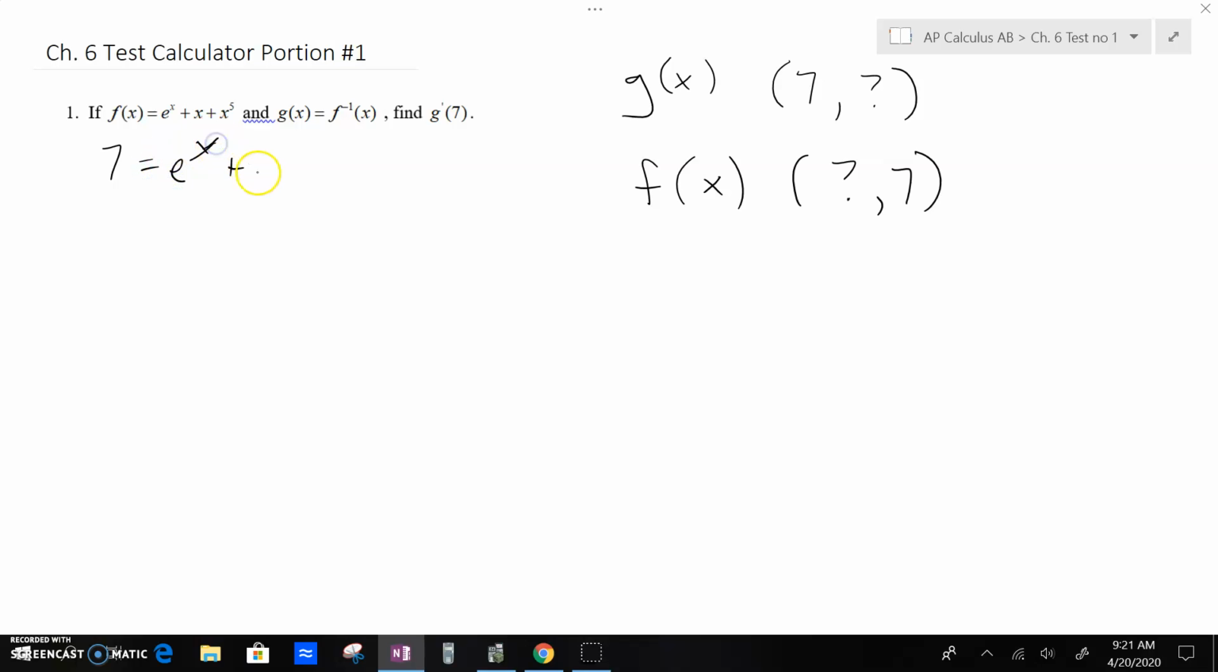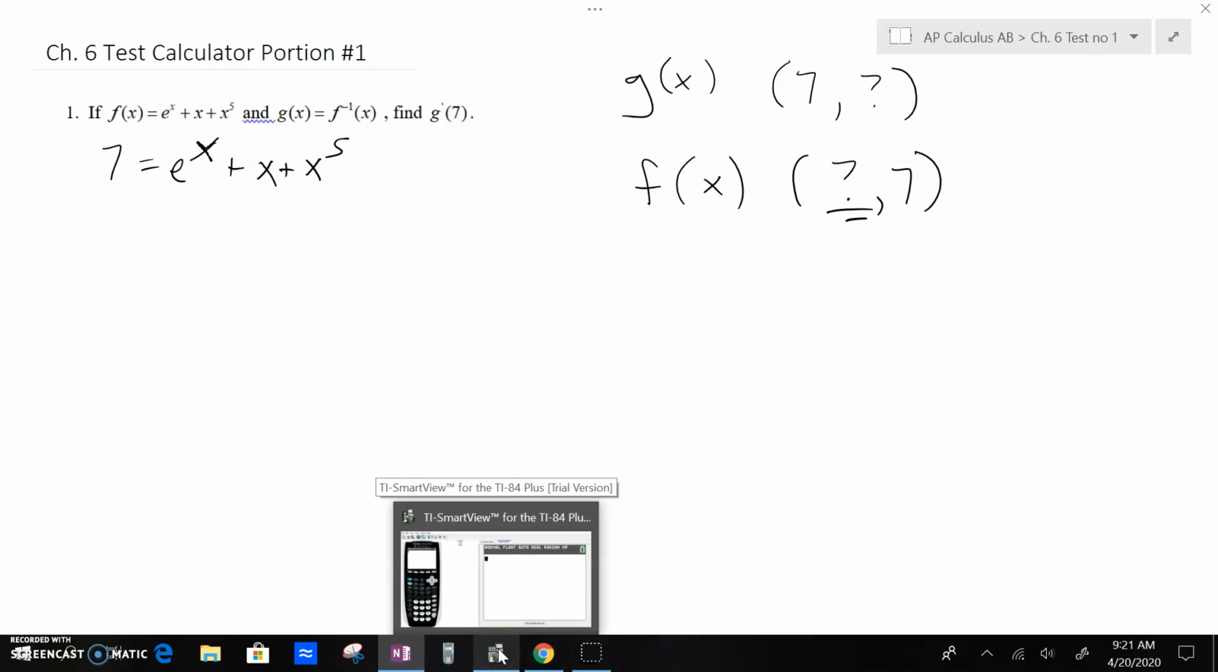And by hand, you wouldn't be expected to solve this, but with a calculator, you can. And what this will tell you then is that missing x value on the function, which again is the associated y value on the inverse. So I'm going to take this expression, 7 equals e to the x plus x to the fifth, and I'm going to figure out what the x value is that makes that happen.